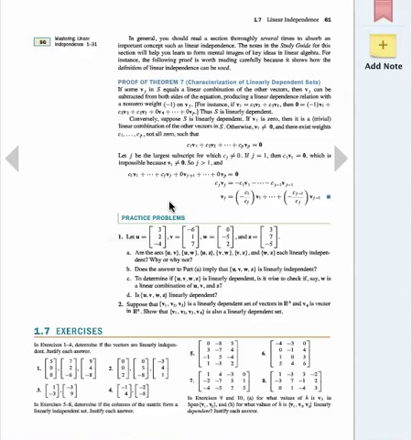That's about it for these sections. I would pay special attention to those theorems and all the examples, and you want to come to a place where you really understand what linear independence and linear dependence mean for a set of vectors.